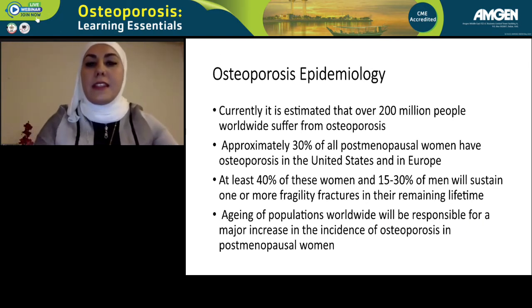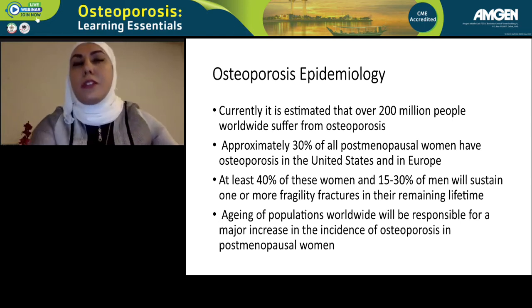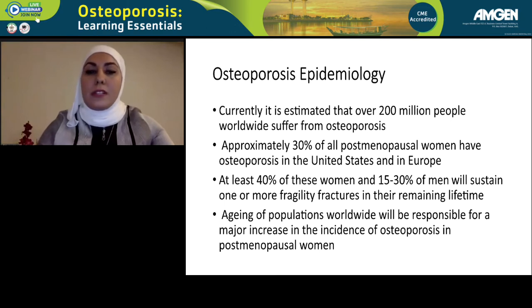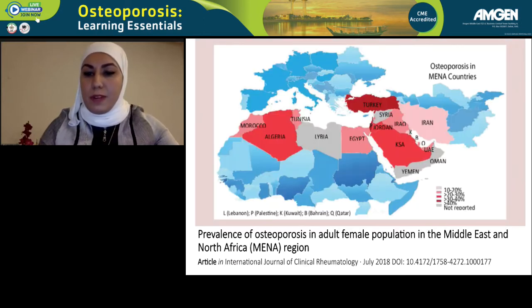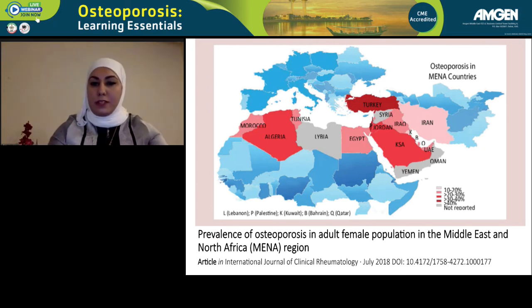Currently, it is estimated that over 200 million people worldwide suffer from osteoporosis. Approximately 30% of all postmenopausal women have osteoporosis in the United States and in Europe. At least 40% of these women and 15 to 30% of men will sustain one or more fragility fractures in their remaining lifetime. Aging of populations worldwide will be responsible for a major increase in the incidence of osteoporosis in postmenopausal women. This is a map showing the prevalence of osteoporosis in the Middle East.